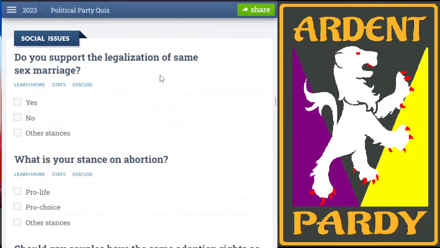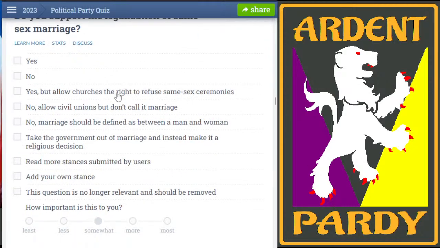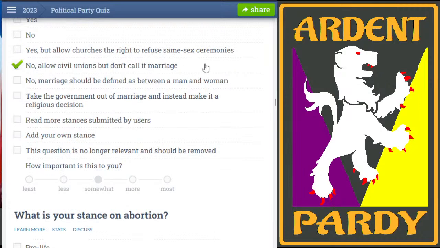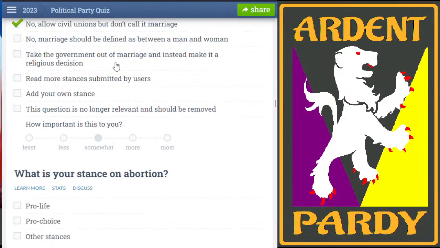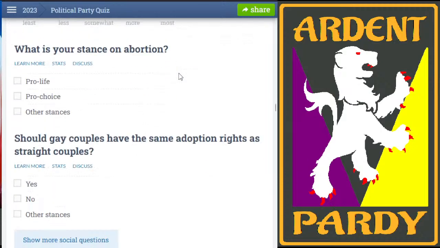Do you support legalization of same-sex marriage? No. Well, hang on. Let's see what the other stances are. Allow churches the right to refuse. Civil unions, don't call it marriage. Take the government out of marriage, instead make it a religious decision. I like that one. Actually, I'm going to go back to civil unions, because then anybody can do it. You don't necessarily have to be religious. I like the idea of keeping the word marriage just for religious folks, but that's my opinion.